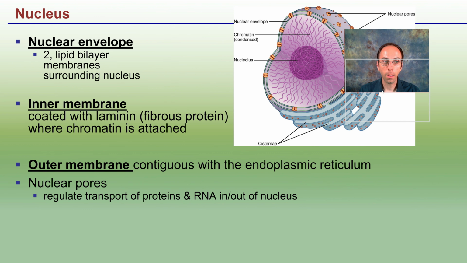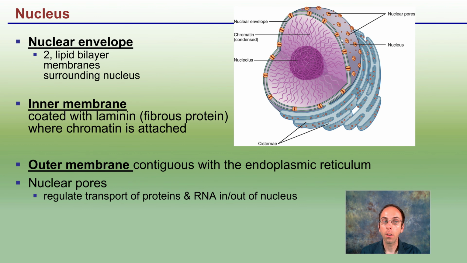The nucleus itself has a nuclear envelope, and that's a lipid bilayer. It's 2 layers here, a membrane surrounding the nucleus. It also has an inner membrane coated with laminin, which is a fibrous protein that helps keep everything organized. That's where the chromatin is physically attached. We have the outer membrane, which ties in with the endoplasmic reticulum.